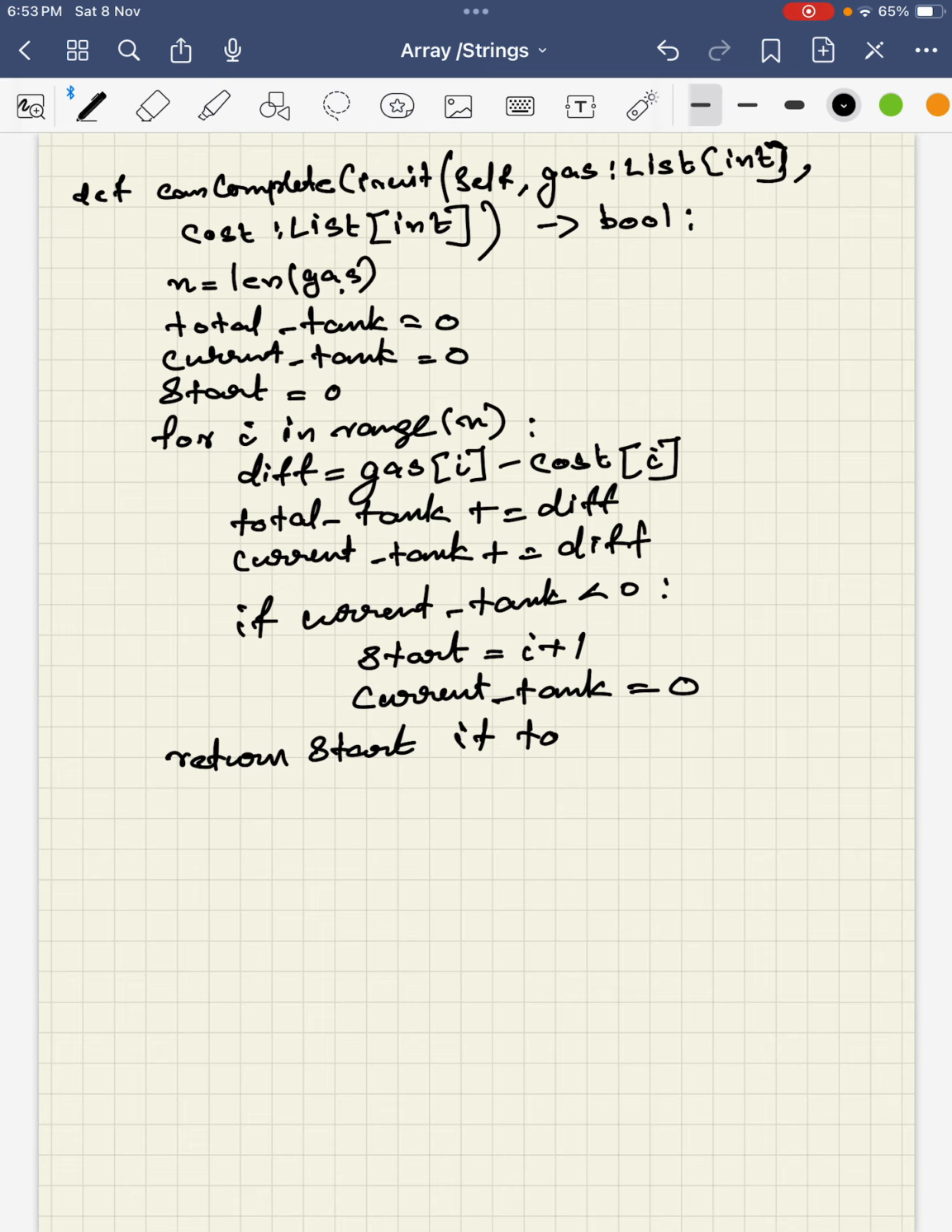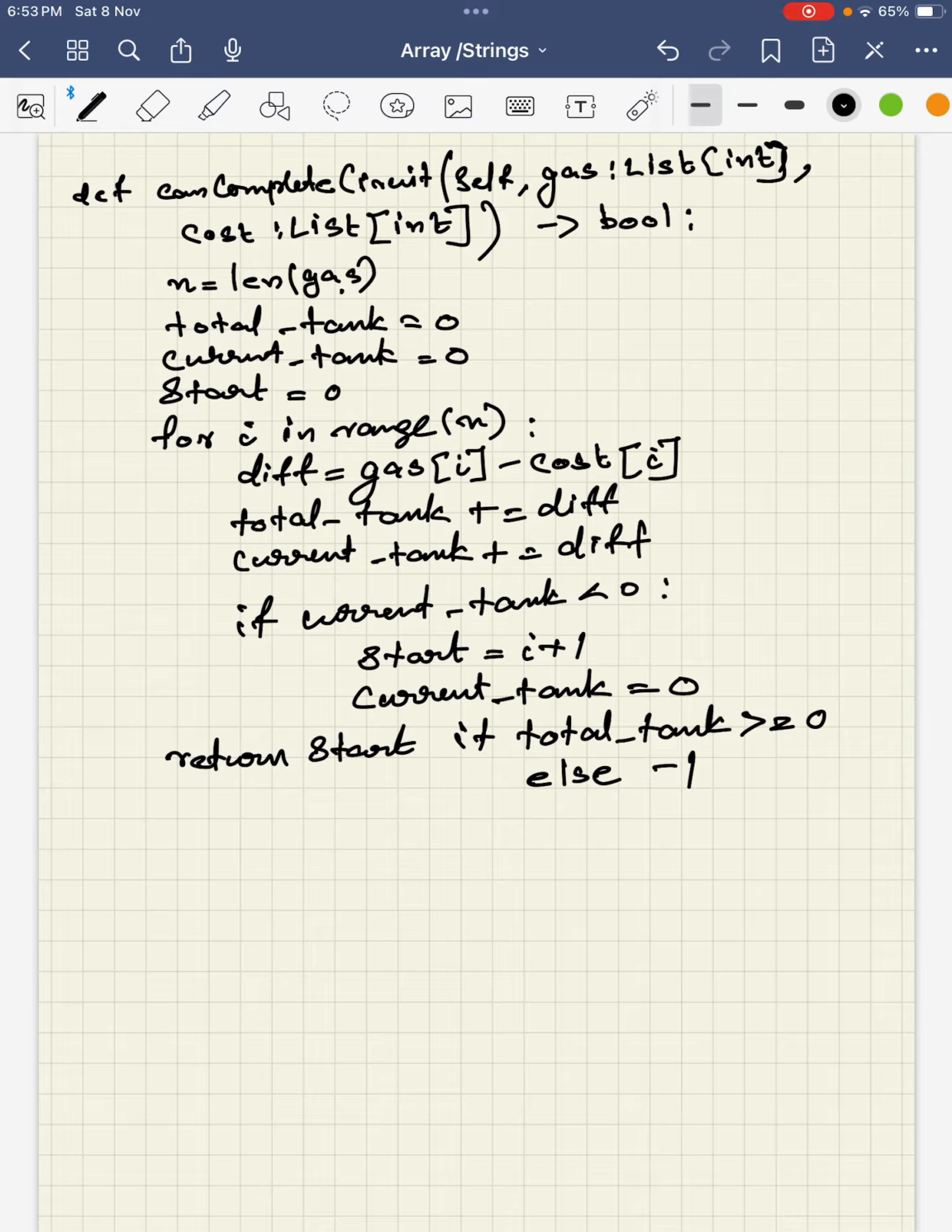if total tank is greater than or equal to 0, else -1. It does work. How does it work? We just need to dry run and understand how it works.